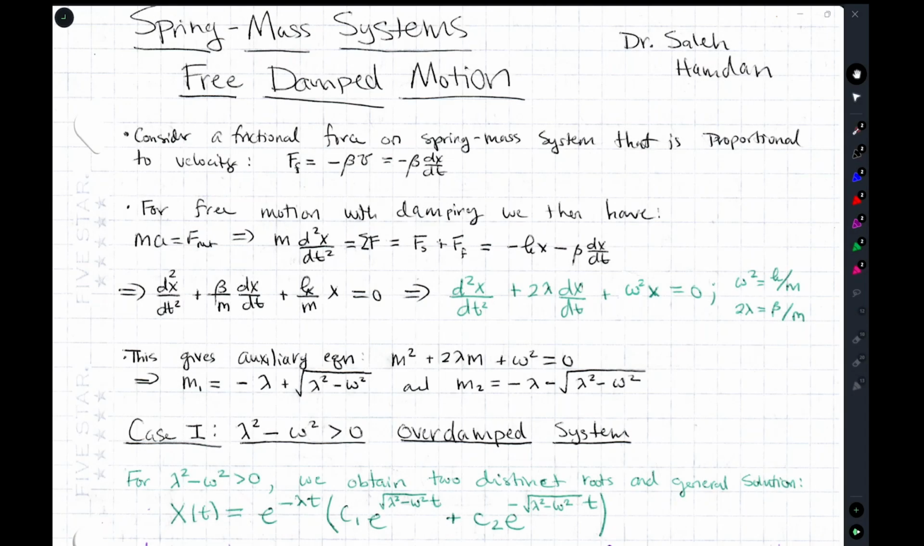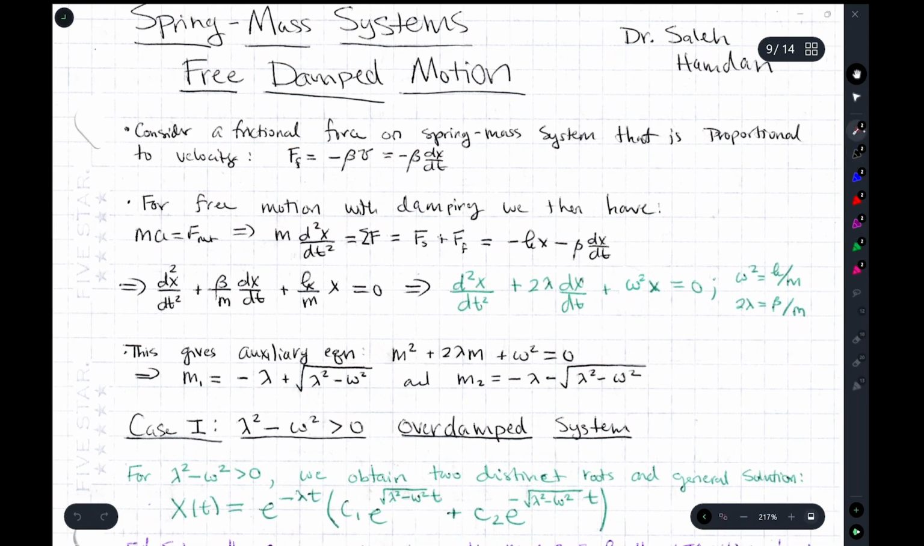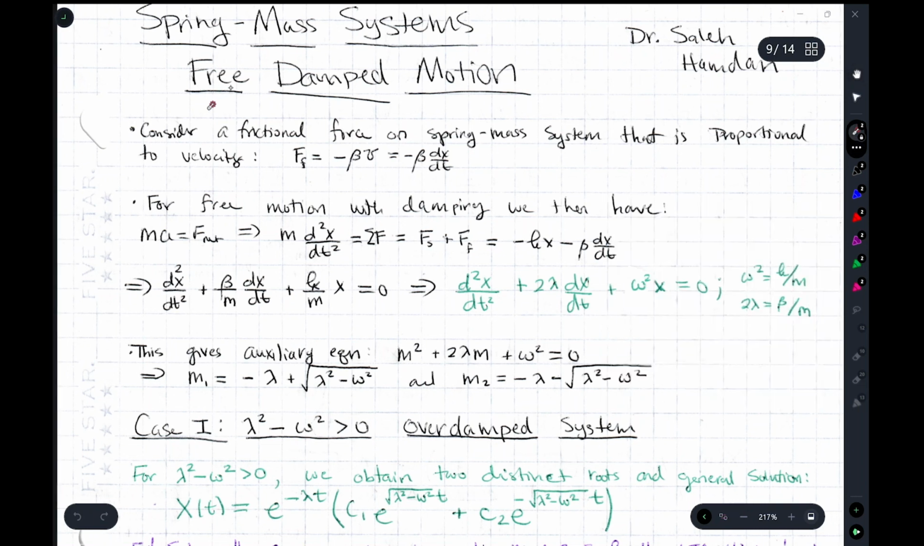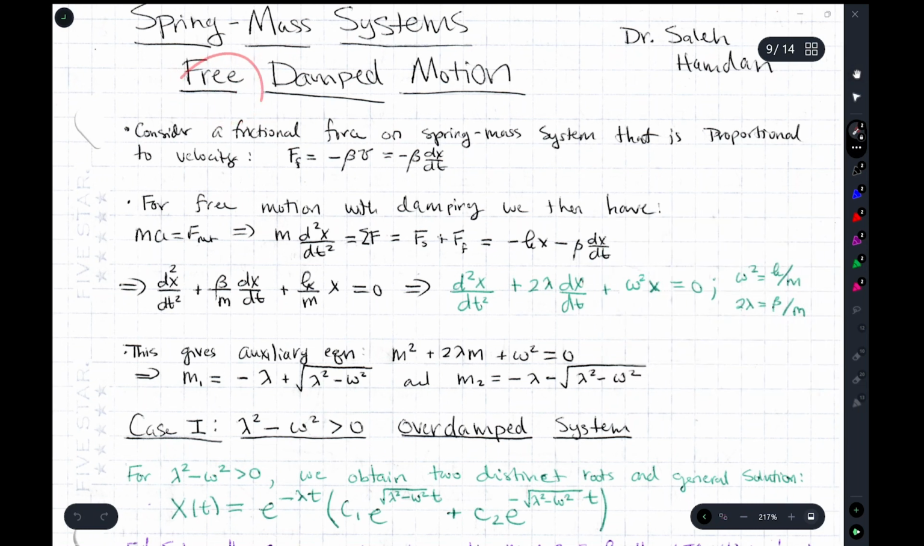So let's continue in our study of the spring mass system, and let's this time take a look at free damped motion. Free, of course, means that there's no driving force. Damped means that we introduce this frictional force. It could be a viscous force, it could be friction between a surface and the mass.